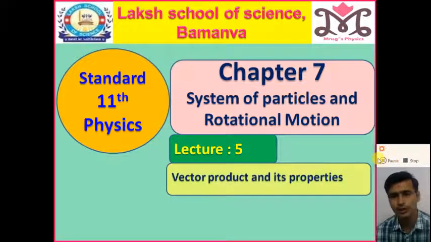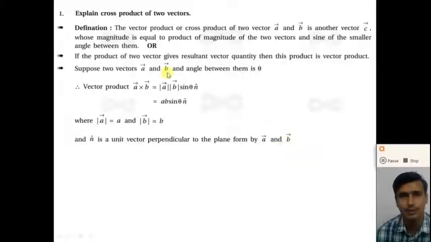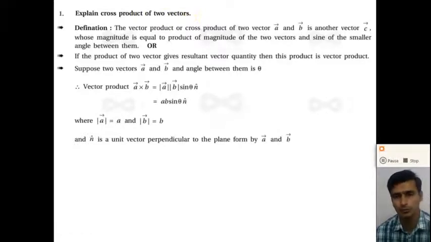So dear student, in this video we will discuss the vector product, or the vector multiplication of two vectors: how the vector multiplication is done and what its properties are, the same as in scalar multiplication. So let us start with the first point, that is the cross product of two vectors, or the vector product of two vectors.